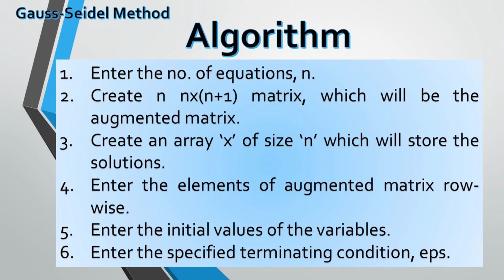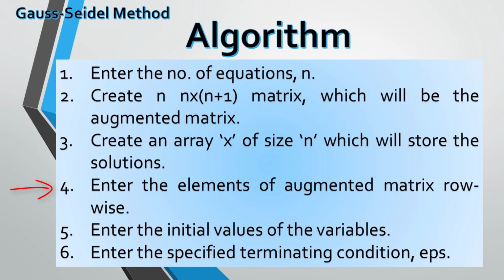This is the algorithm of the program. First, we enter the number of equations n. This number will also determine the number of unknown variables. Second, create a size n matrix, which will be the augmented matrix. This matrix should follow the order stated from step 1 of the Gauss-Seidel method. Create an array X of size n, which will store the solutions.